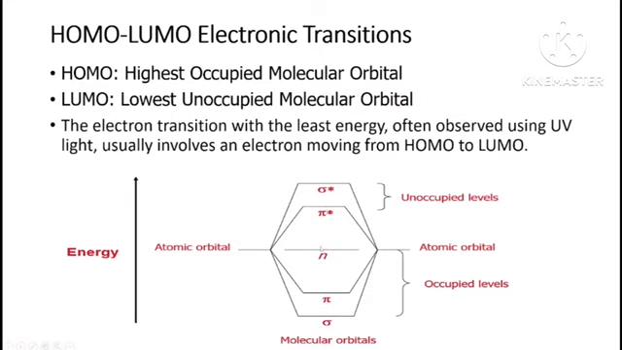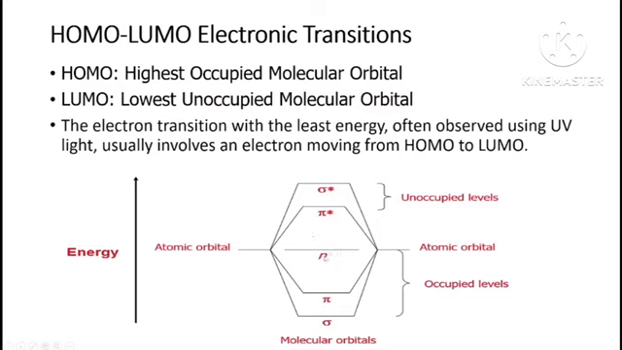If you understand this perfectly, then let's look at the third point. What does it say? It says that the electron transition with the least energy, often observed using UV light, usually involves an electron moving from HOMO to LUMO. So we said that you could see that the gap between the n and the pi star is very small as compared to the other ones. So it's very obvious that this particular transition is the one that has the lowest energy.